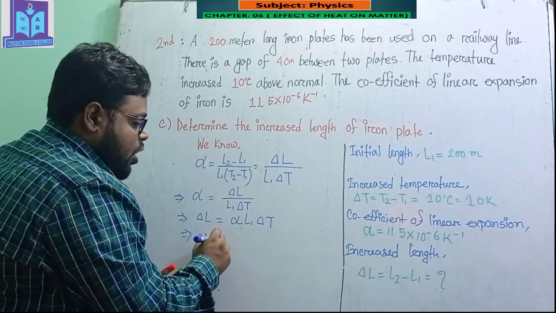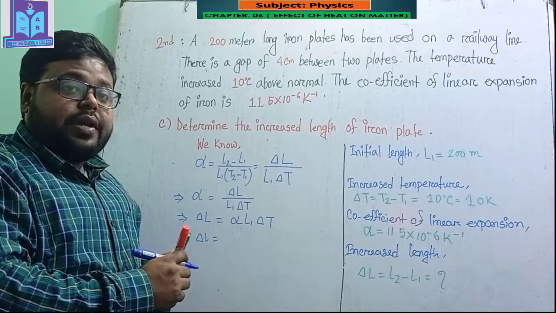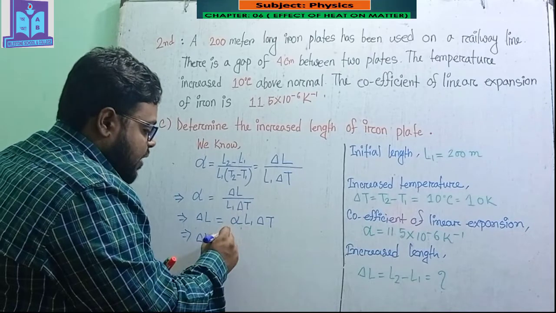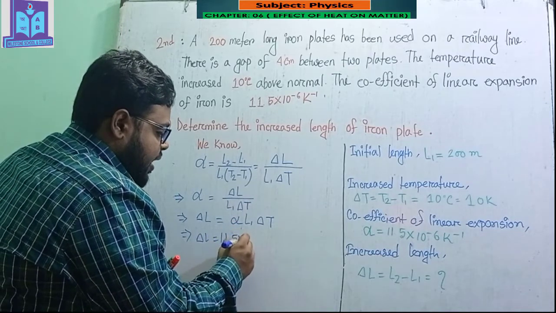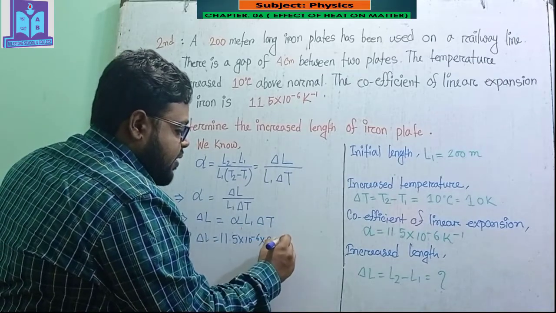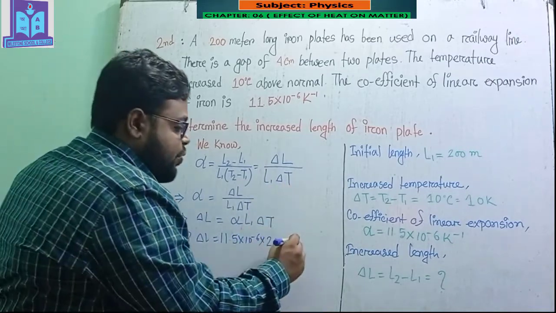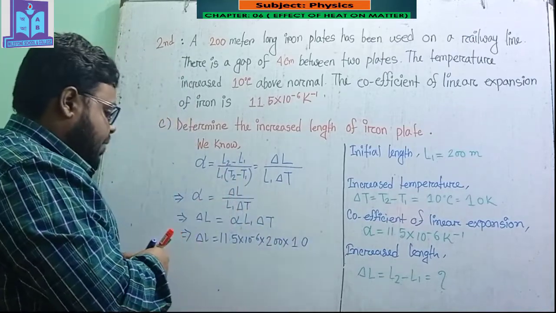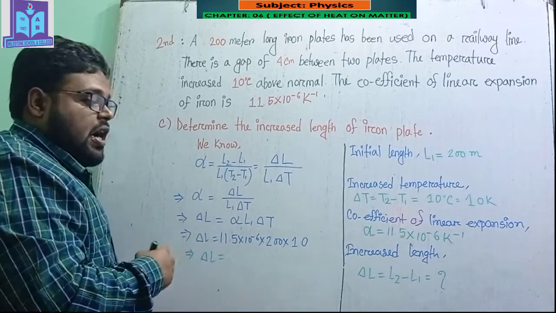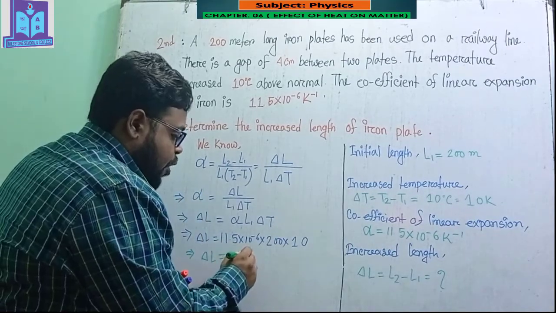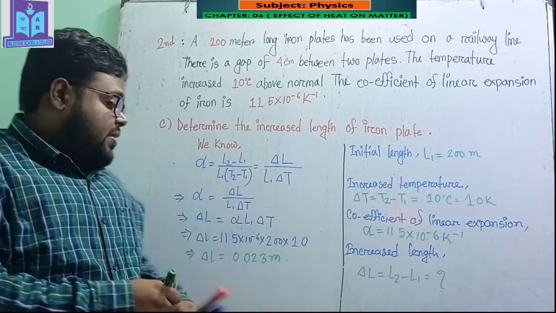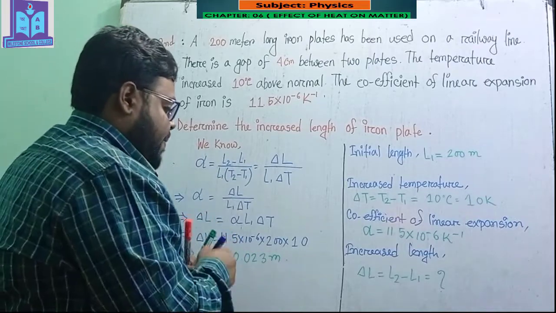If I put all of these values in this equation, here you can see that alpha, the coefficient of linear expansion, equals 11.5 into 10 to the power minus 6, L1 equals 200 meter, and also del T equals 10. So I will get del L, the increased length, 0.023 meter. Okay, that is the answer.